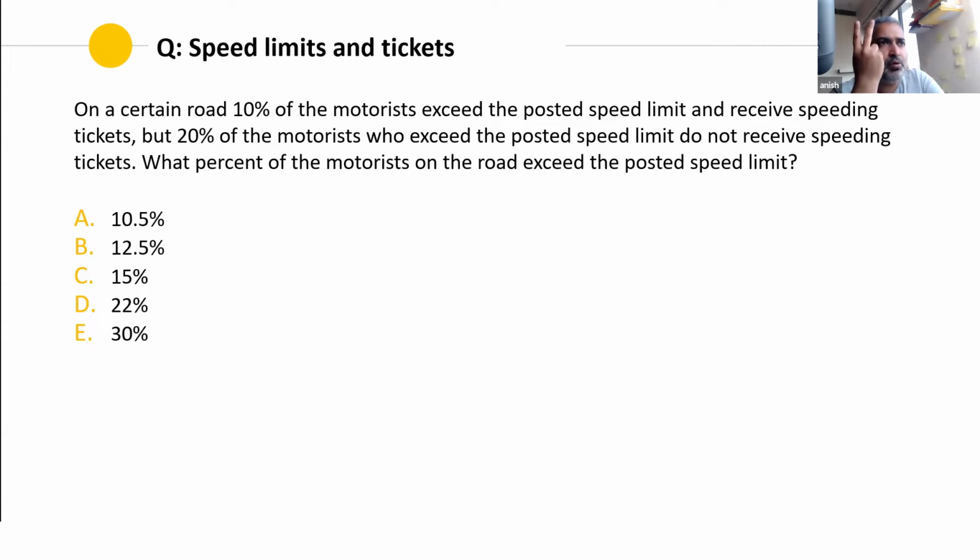So the actual number of people who exceed the speed limit might be more than 10. We don't know yet. What we know is those people who exceed the speed limit and receive tickets, that number is 10% of what? Of the motorists, of all the motorists on that road.